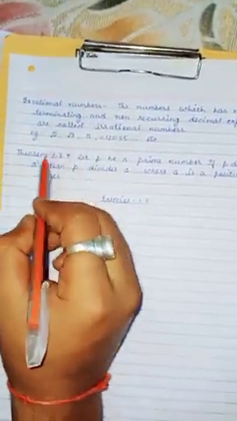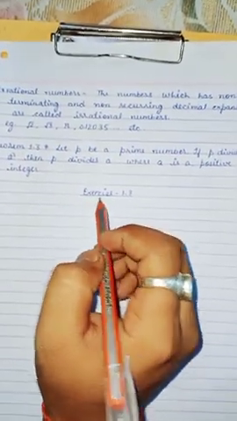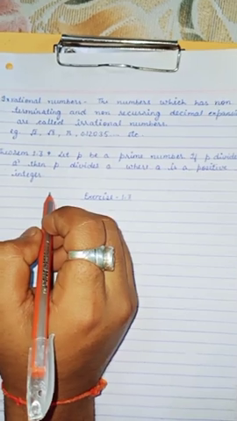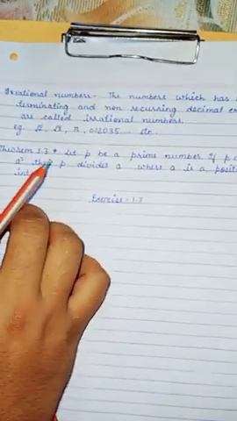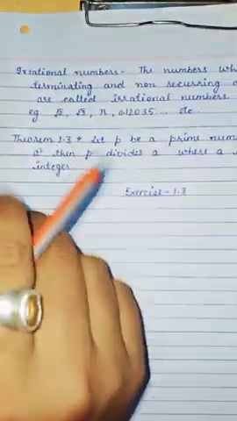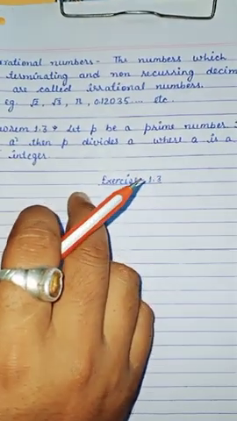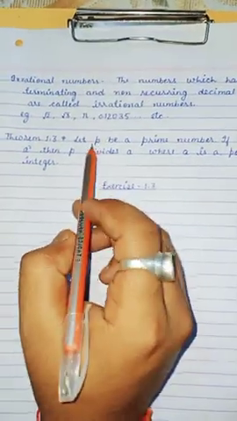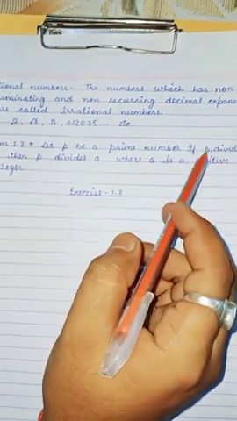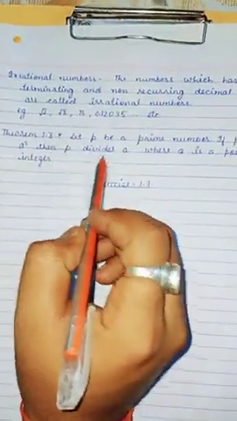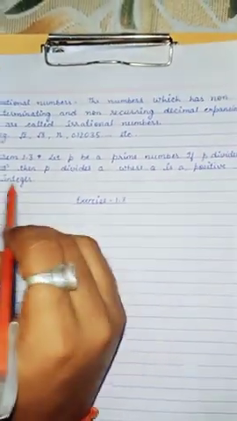Okay students, so let us write the definition of the irrational number. So students, it is the definition of irrational number. Now before going to exercise 1.3, we'll know about theorem 1.3, which is important to understand. Why? Because the questions of exercise 1.3 will be done with the help of this theorem. What the theorem says: let p be a prime number, if p divides a square, then p divides a, where a is a positive integer.